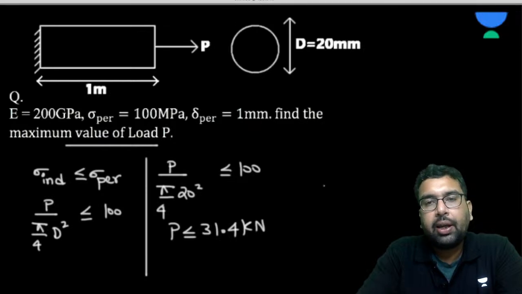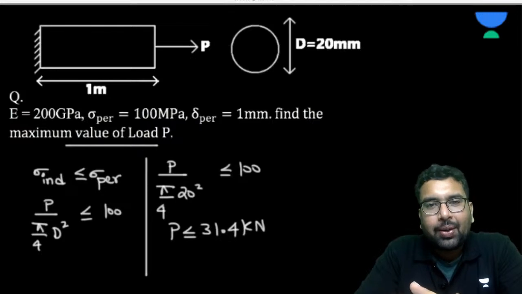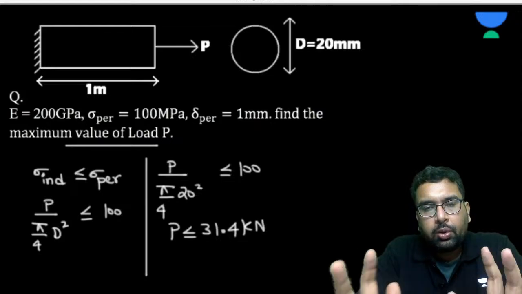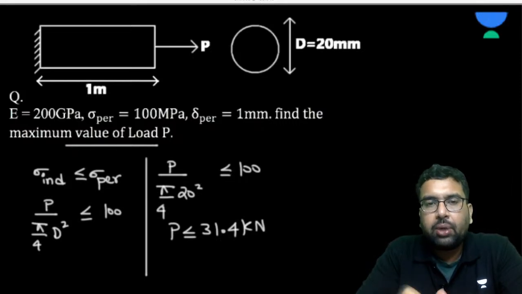Now, what is this equation trying to tell you? If you want this component to be safe in this condition, where the maximum permissible stress is 100 megapascal and the maximum permissible deformation or deflection is 1 mm, you want to come up with a P satisfying these two things.